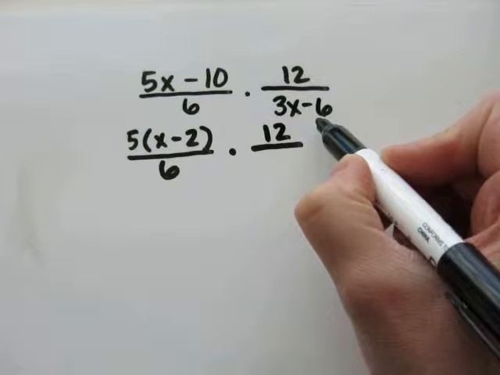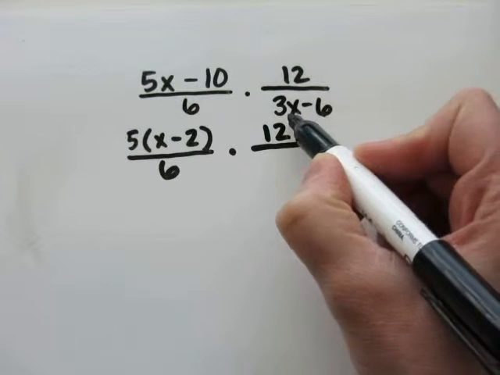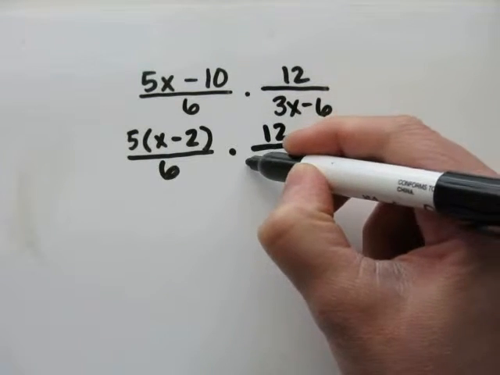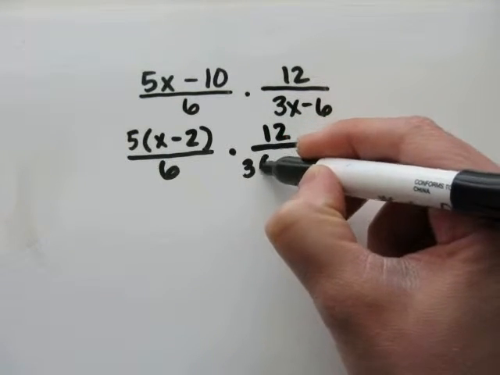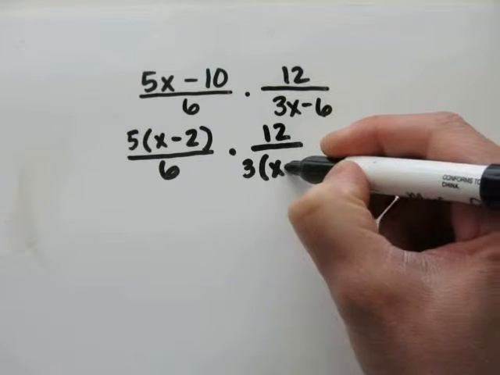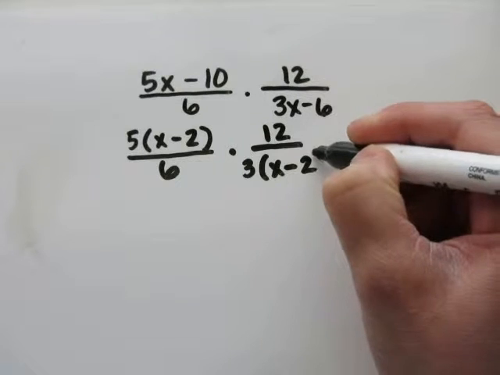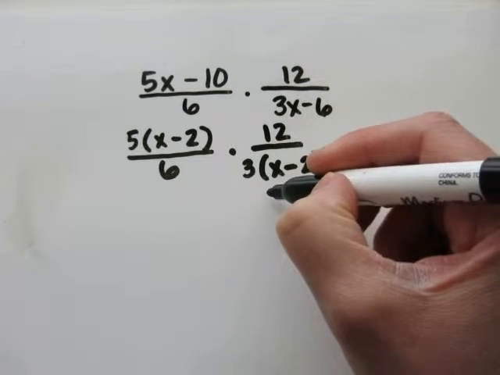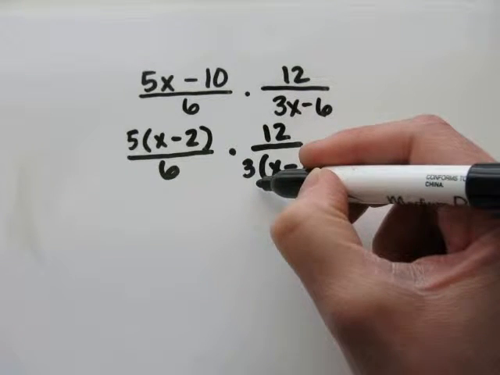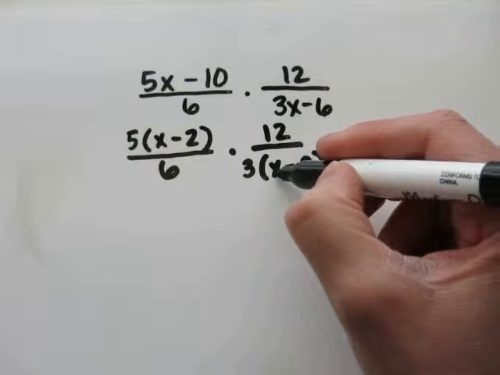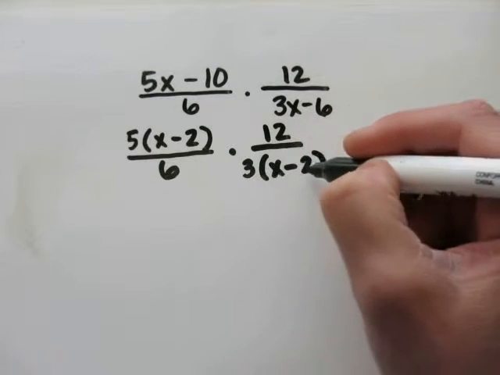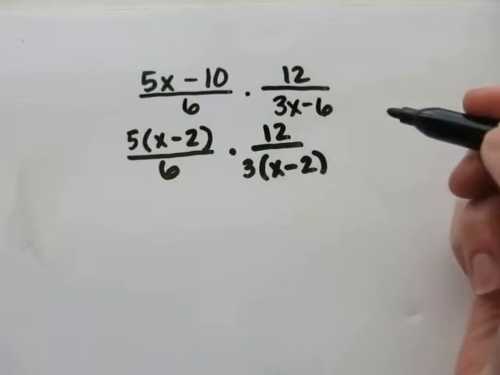Now in the denominator over here, 6 is a multiple of 3, so we can factor out a 3. And this is going to be x minus 2, since 6 divided by 3 is 2. Again, we'll double check to make sure we factored out correctly. 3 times x is 3x. 3 times 2 is 6.